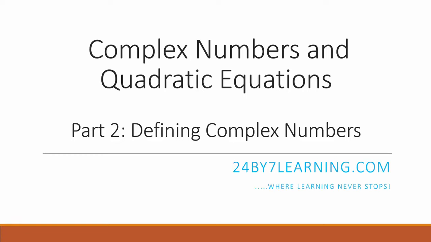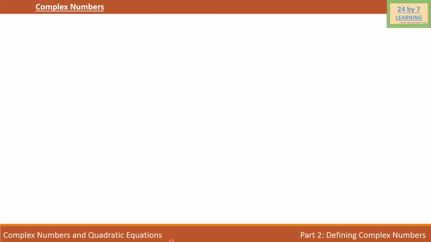Hi there. In this section, you are going to learn how to define a complex number. So let's begin defining complex numbers. In order to define a complex number, I'm going to consider an example first. This is my expression x square plus 1 is equal to 0.